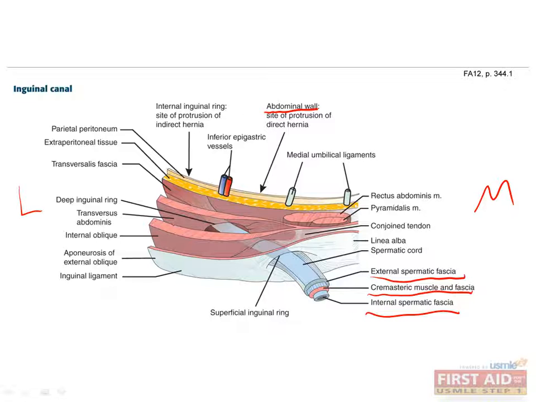The cremasteric muscle and fascia are from the internal oblique muscle, and the internal spermatic fascia is from the transversalis fascia. If a region of intestine protrudes through the internal inguinal ring, it's considered an indirect hernia. However, if the ring and cord are not involved, and the hernia instead protrudes right through the abdominal wall, this is considered a direct hernia. You can also see that the direct hernia is occurring medial to the inferior epigastric vessels, while an indirect hernia occurs laterally to the inferior epigastric vessels.